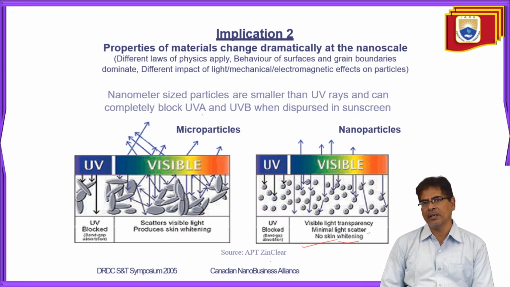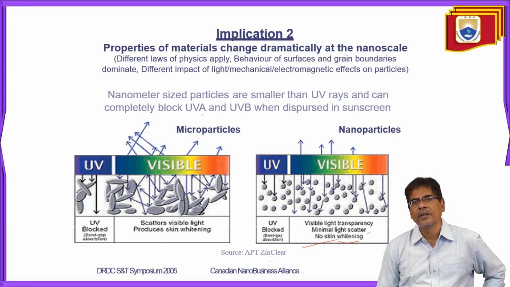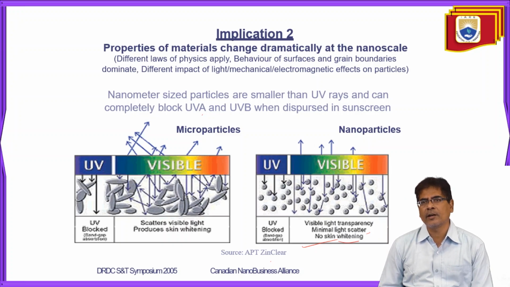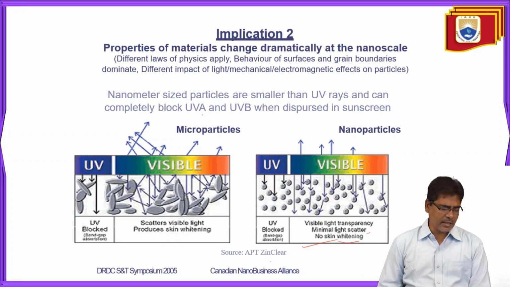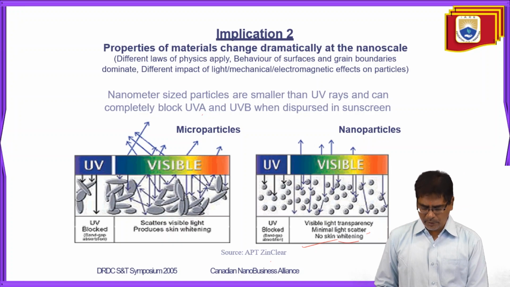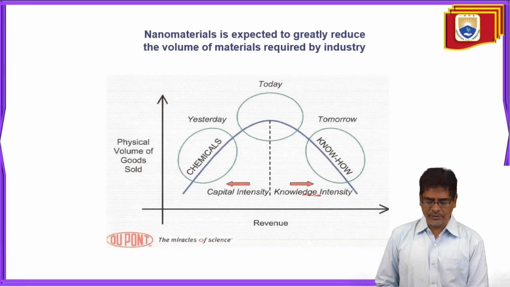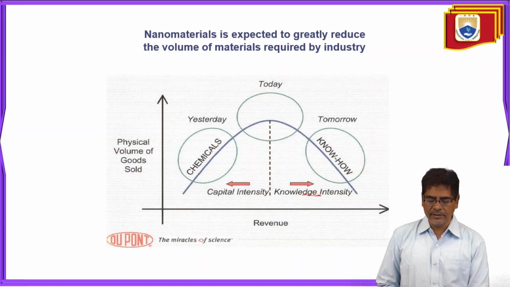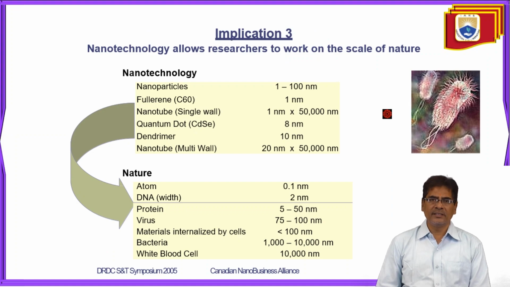What is the physics behind that particular material, how the material changes its surfaces and grain boundaries, and how they dominate. So different impacts of light or mechanical, electromagnetic waves and particles, right? Nano-sized particles are smaller than the wavelength of ultraviolet rays and can completely block ultraviolet and ultraviolet blue rays when dispersed in sunscreens. This is the UV and visible screens. So nanomaterial is expected to greatly reduce the volume of materials required by industry, that is chemicals. This is the next implication.